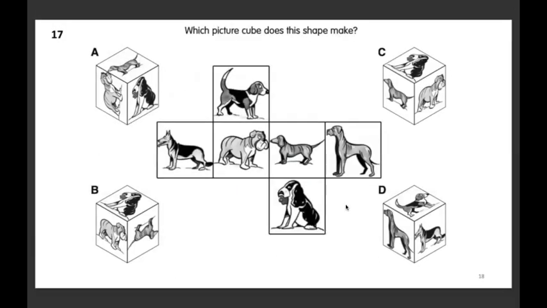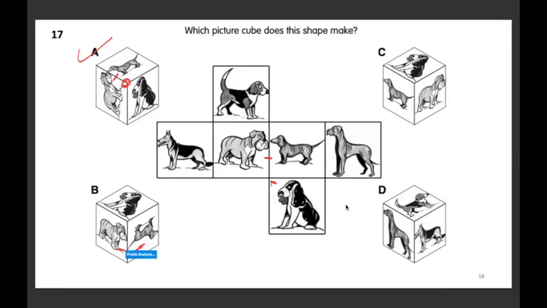Which picture cube does this shape make? You're given a cube here, so this is very easy. If you observe, we just go by cube by cube. Like, where is this triad? This triad is here and this bottom one is here. So we straight away know A is correct. Okay. If you still want to cross check all other options, you can still do that.